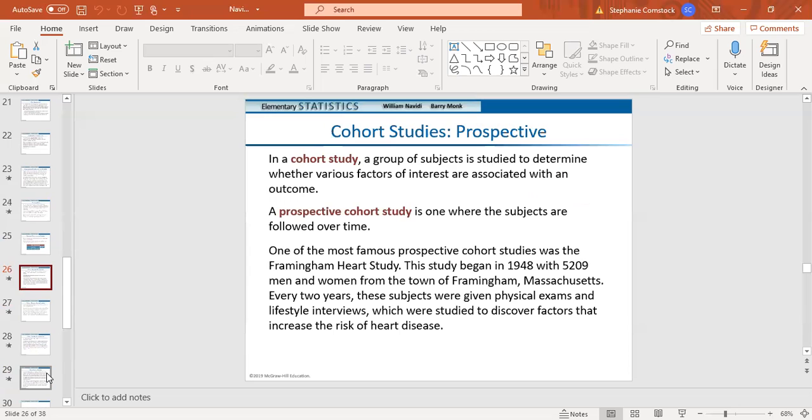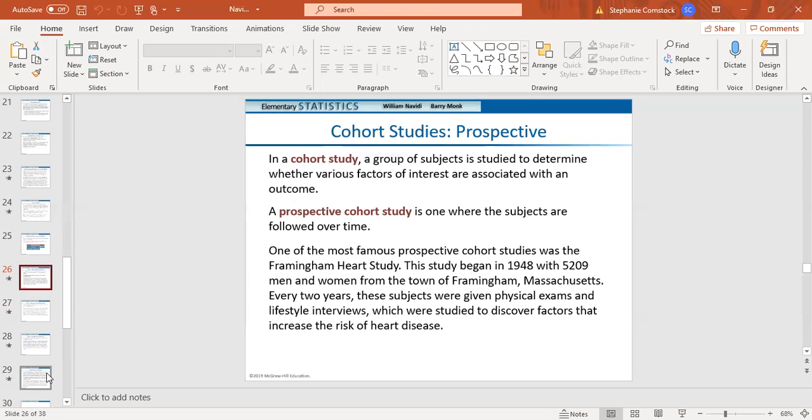It was started in 1948 with just over 5,200 men and women from the town of Framingham, Massachusetts. Every 2 years, these subjects were given physical exams and lifestyle interviews, and they were studied to discover factors that increase the risk of heart disease. Now, what they don't mention here is that the children, grandchildren, great-grandchildren of these original 5,200 individuals are also included in this Framingham Heart Study.